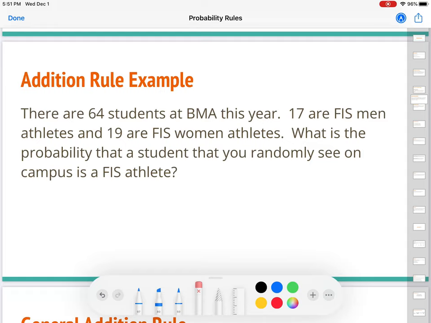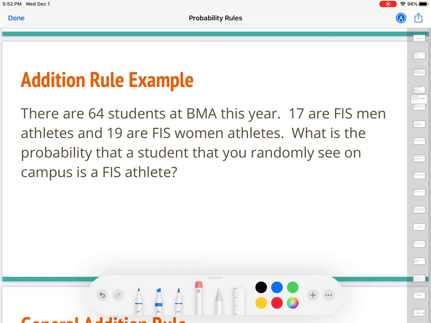Looking here at this example, there are 64 students at BMA this year, 17 are FIS men athletes and 19 are FIS women athletes. What is the probability that a student you randomly see on campus is a FIS athlete? So you can stop the video and try to answer that, and then start it when you're ready.